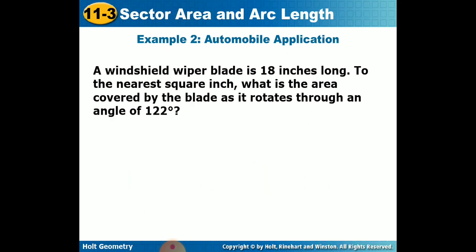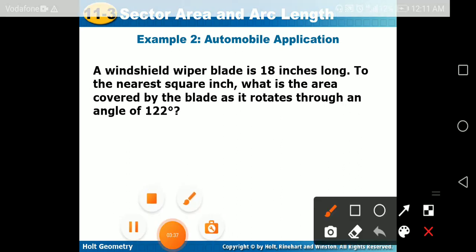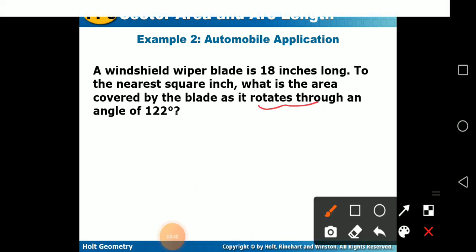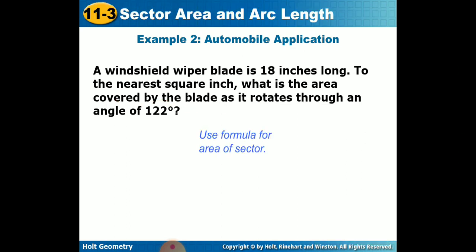Let's have another kind of question. I have here a windshield wiper. The wiper blade is 18 inches long. To the nearest square inch, what's the area covered by the blade as it rotates through an angle of 122 degrees? So he asks me about the area covered by the blade as it rotates through the angle 122.